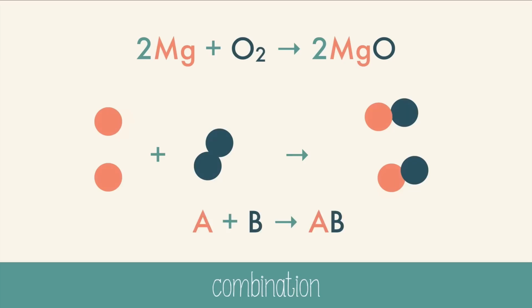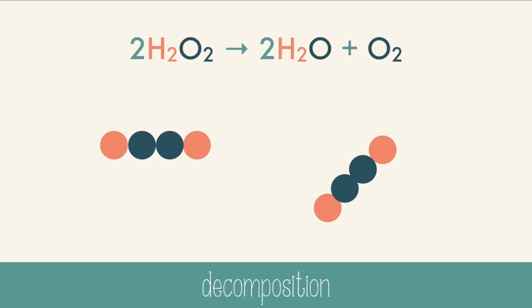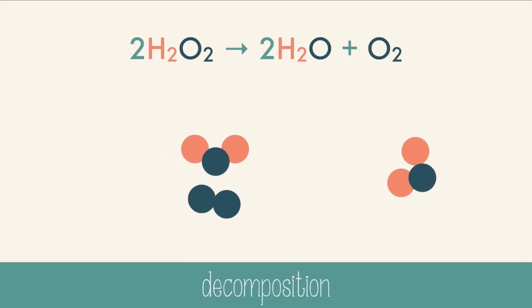The reverse version of this kind of reaction is called decomposition. In this reaction, things fall apart instead of coming together. A single substance breaks down into 2 or more simpler products. Here's an example of hydrogen peroxide breaking down into water and oxygen. Usually, decomposition reactions need heat or fire or electricity to get started. This reaction can happen quickly with a catalyst like yeast or manganese dioxide.